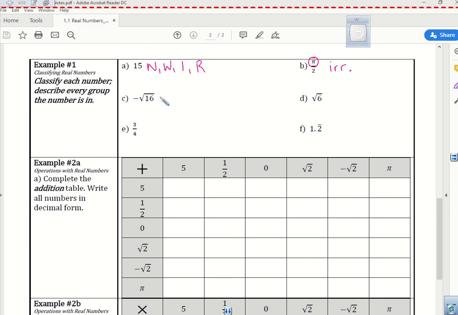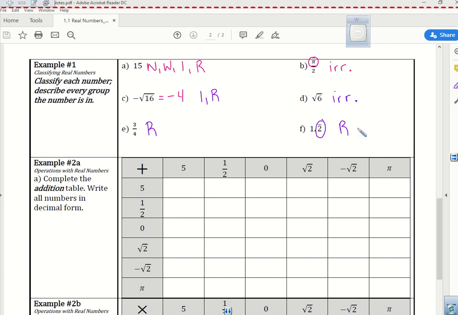Negative square root 16, this is why it's important to know your square roots. The square root of 16, first of all, there's a negative sign, then the square root of 16 is 4. So this number really equals -4. The smallest subset -4 is in is an integer, which means it is also rational. Square root of 6. 6 isn't a perfect square. This is the square root of a non-perfect square, therefore it is irrational. 3/4 is a fraction. All fractions are rational. 1.2, this decimal repeats, therefore it is rational.